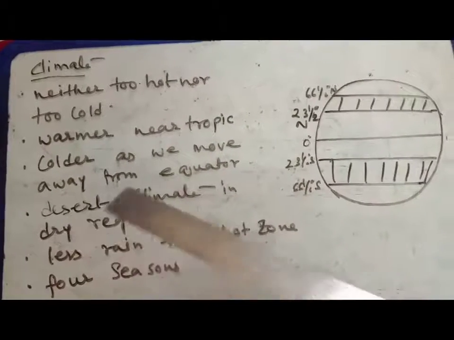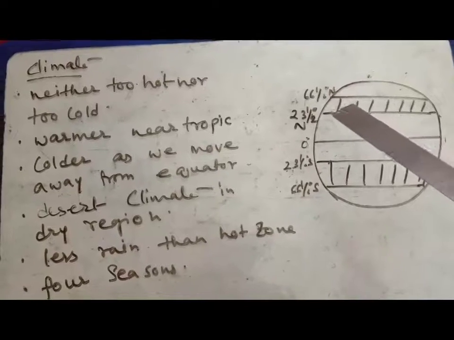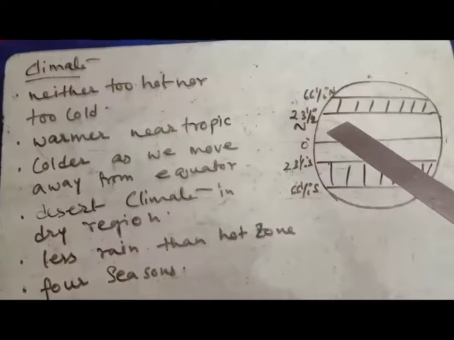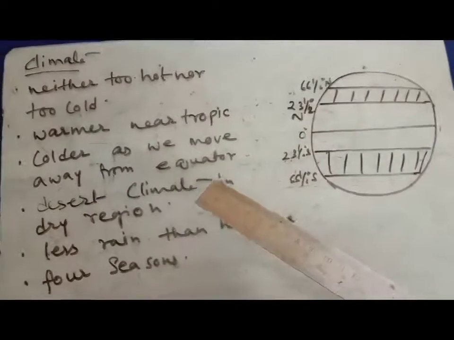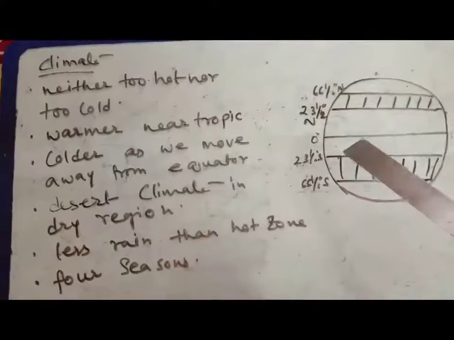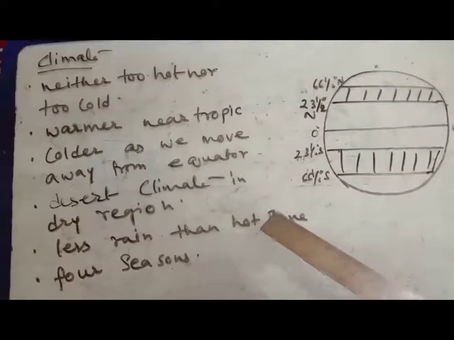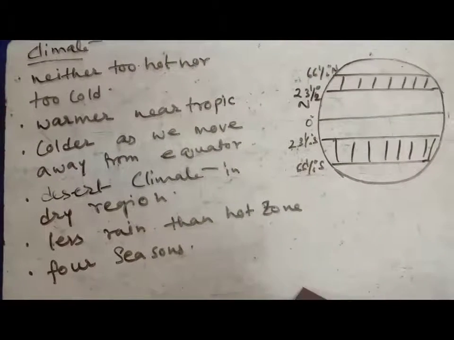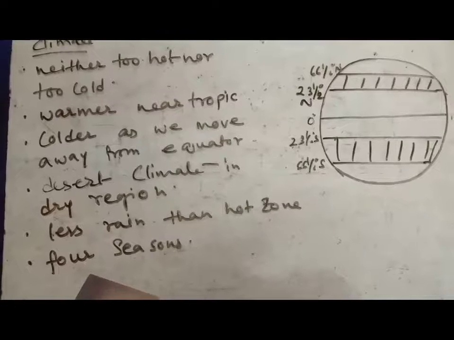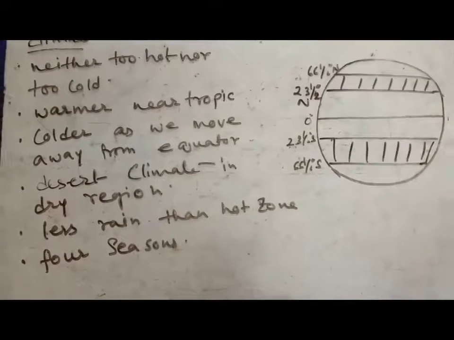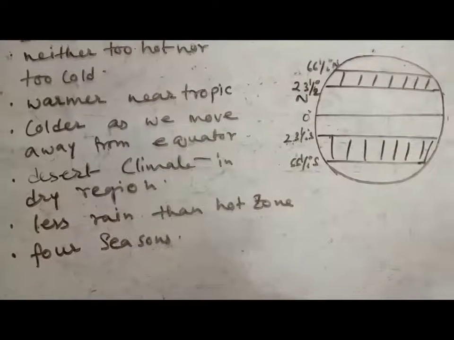Now, desert climate in dry regions. Desert climate means that in the temperate zone, many places are very dry. These dry places have a dry desert climate. Obviously there is less rain. This place has less rain than the hot zone, where very much rain occurs. Now, 4 seasons, that means it has 4 distinct seasons: summer, winter, spring and autumn.